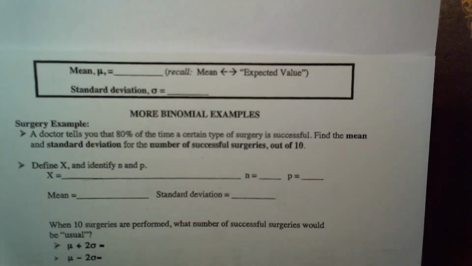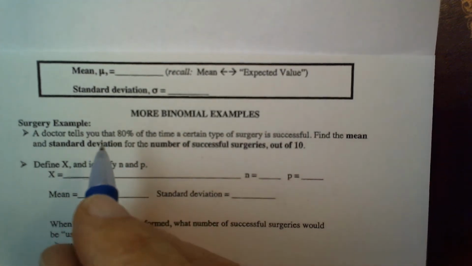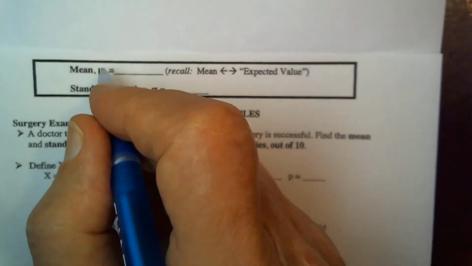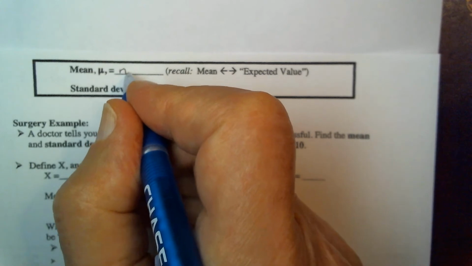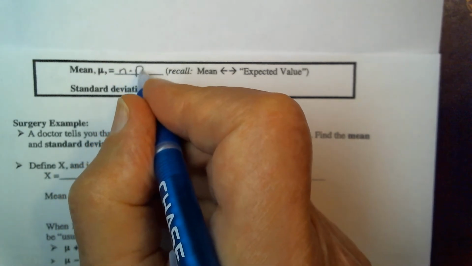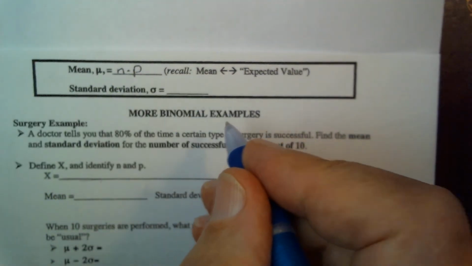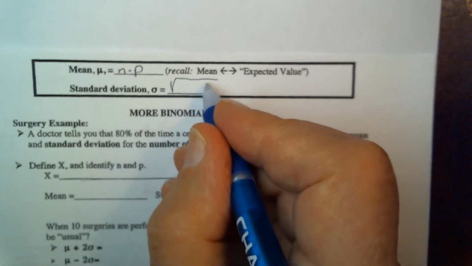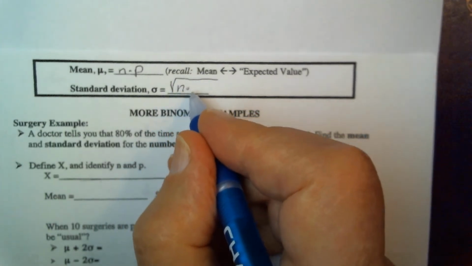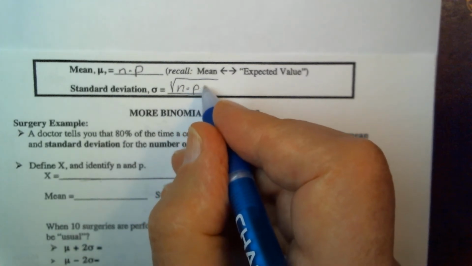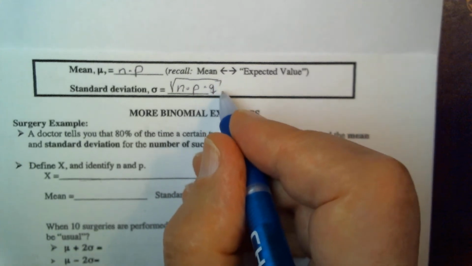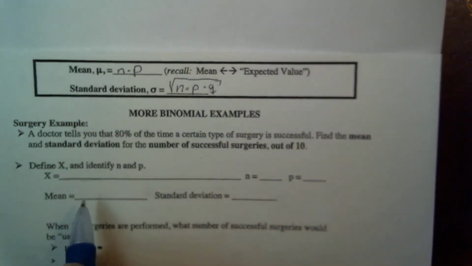Let's look at some other examples, but let's recall what the mean for a binomial random variable is. The mean was n, the number of trials, times p, the probability of success. And the standard deviation was the square root of n, the number of trials, times p, the probability of success, times q, the probability of failure. Okay? So let's look at a surgery example.